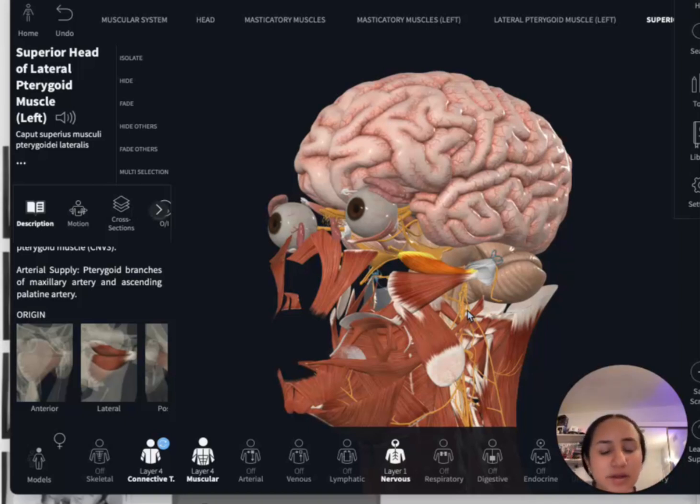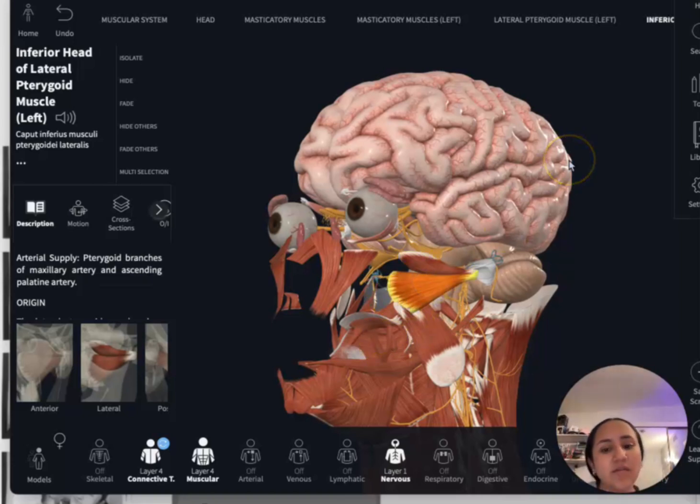And then after that is the inferior head of the lateral pterygoid muscle. The origin for this is the lateral aspect of the lateral pterygoid plate of the sphenoid, and the insertion is the neck of the mandible. The action for this is that it helps laterally move and protract the mandible, just the same as the superior one.